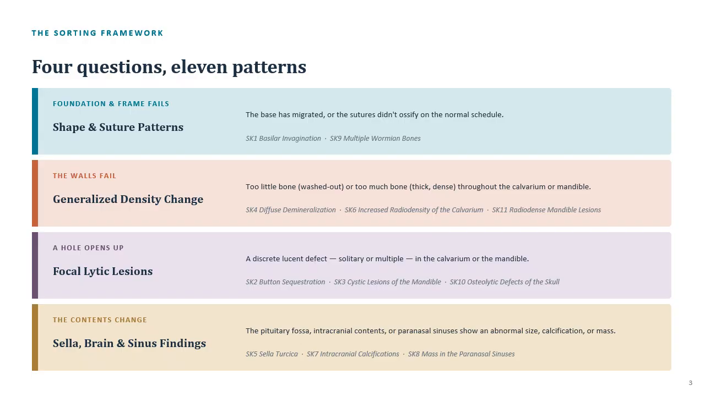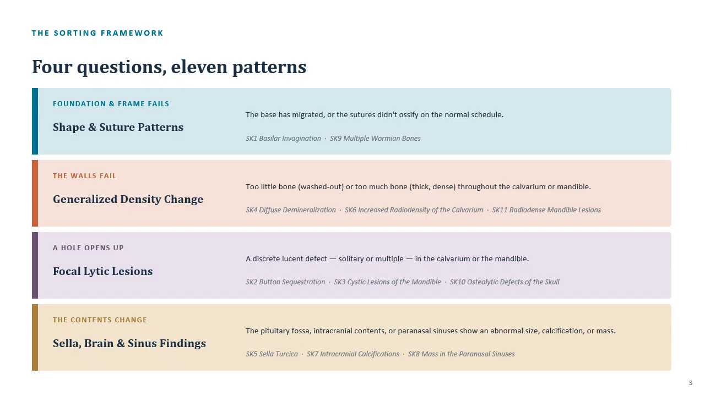Here are our 4 questions or 4 buckets that we're going to use to help organize some of the skull patterns that we're going to look at in this skull pattern chapter. We're not trying to memorize all of these patterns, all of these diseases, but we do want to look at what is abnormal in terms of what's going on in that patient's skull. So here are the 4 buckets.